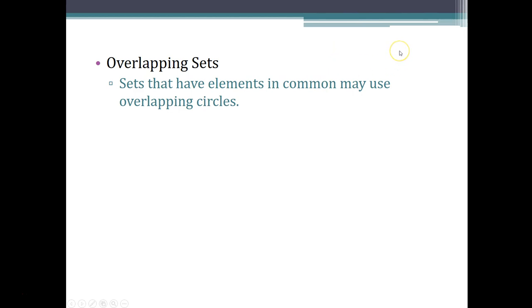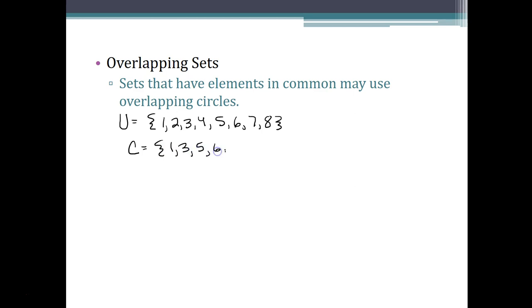In general, though, you can always use the overlapping circles. A little more generic example. Let's say you have a universal set that contains 1, 2, 3, 4, 5, 6, 7, and 8. And let's say you have a set C that contains 1, 3, 5, 6, 7. Let's say you have a set D that contains 2, 4, 6, and 7.